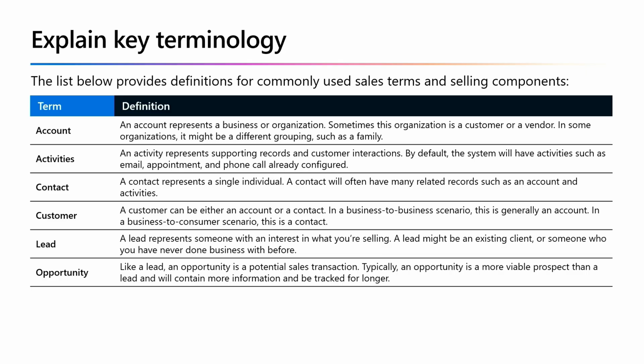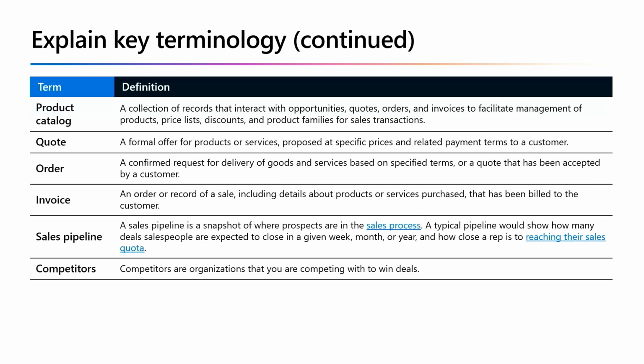First, let's get familiar with some key terminology. There are many commonly used sales terms and components that we will be including in our discussion. Terms like accounts, activities, contacts, and customers. These terms relate to organizations and interactions that we may have with them. There are also many common terms specifically relating to sales transactions, like quote, order, invoice, and sales pipeline.